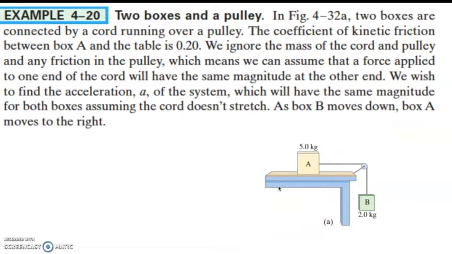And then two boxes on a pulley. We have two boxes, one 5 kilograms, one 2 kilograms, and we're going to let them go. We know the coefficient of kinetic friction is 0.2. We're ignoring the mass of the cord and the pulley system, and we're going to find the acceleration of the system. A and B will both accelerate the same since they are attached and the cord doesn't stretch. Do it now.